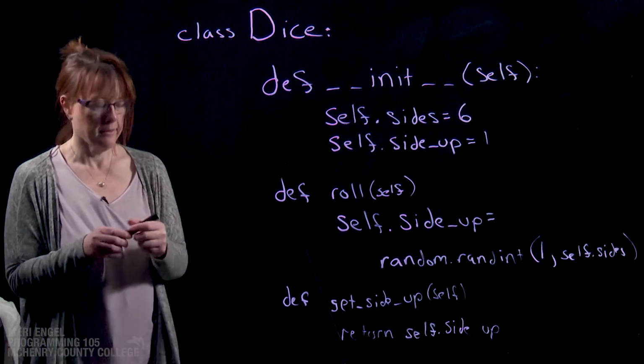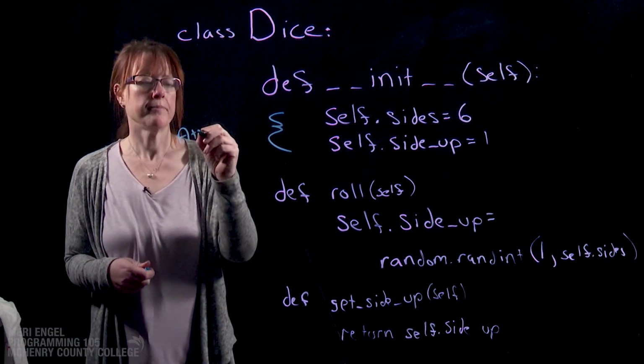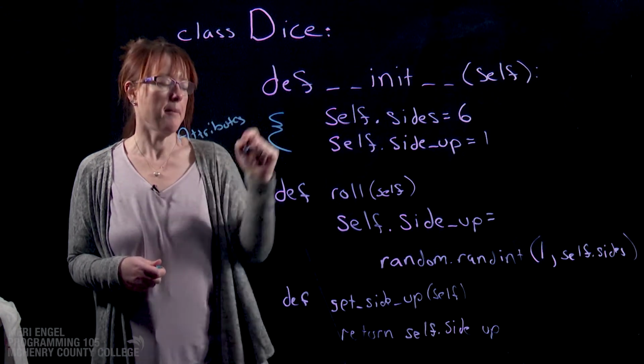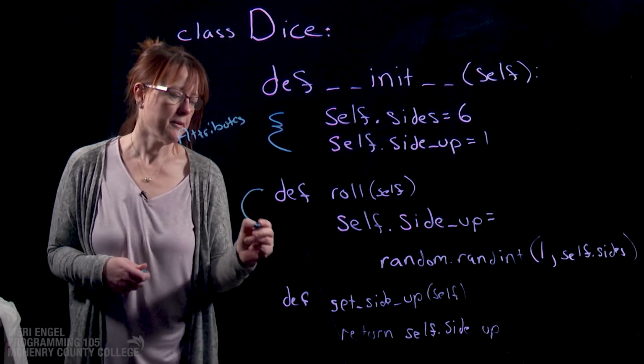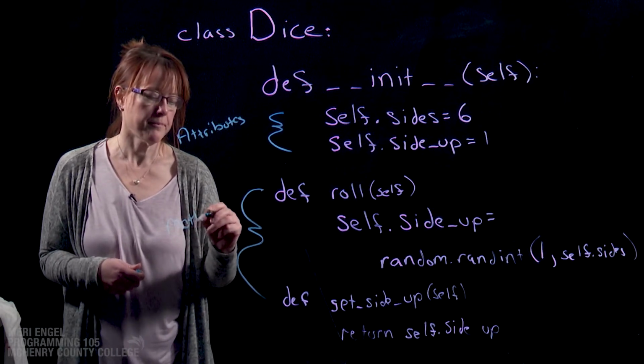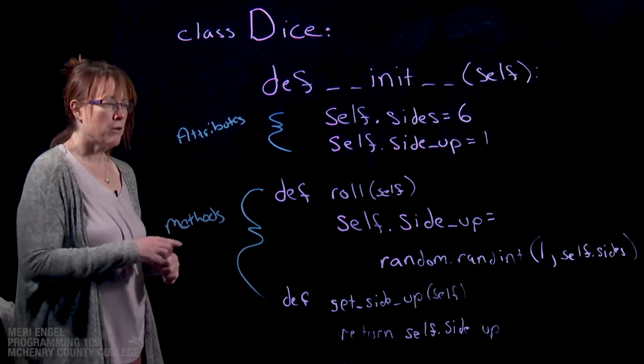So these are our attributes. They describe the object, and these are our methods, our actions. So the way I have it written now, we can roll the dice.